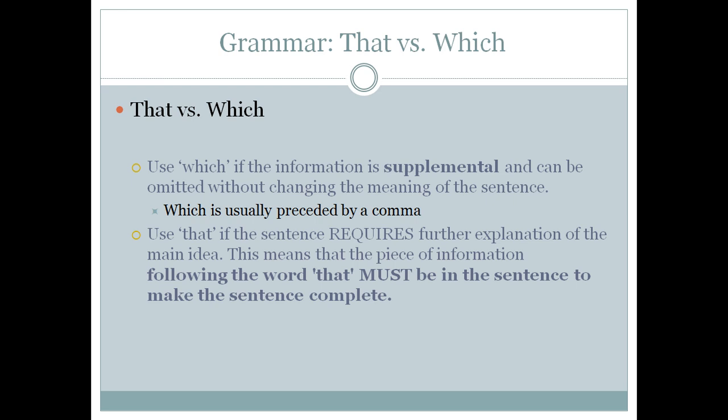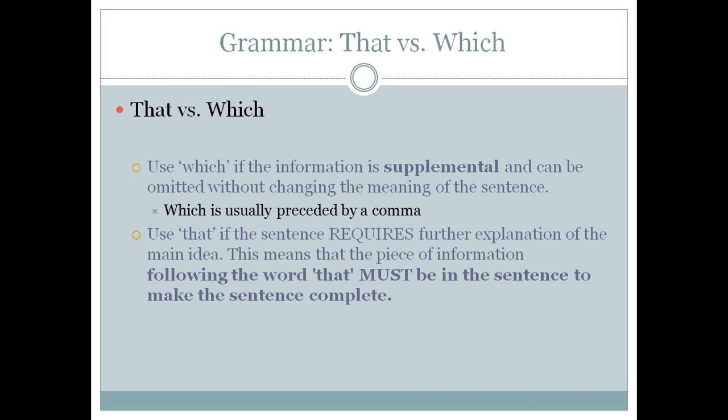So the first common writing mistake that I want to talk about is that versus which. So basically the difference between that versus which is that you use which when you can omit whatever comes after the word which out of the sentence completely without changing the meaning. Now, which is usually preceded by a comma, so if you put a comma there, most likely you're going to use which instead of that.